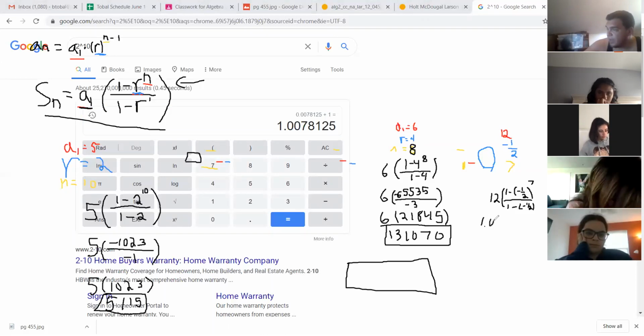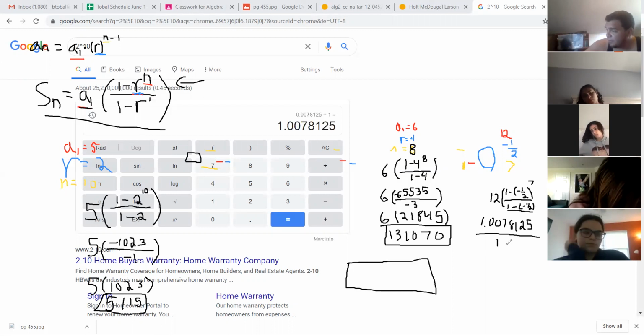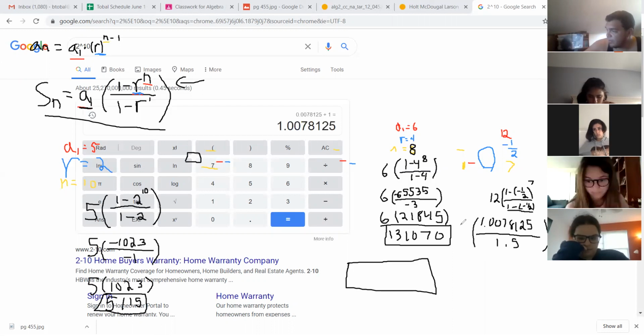And we could keep it as fractions, but that's a little difficult sometimes. So because we have calculators, we could just do it. All over 1 minus negative half is going to be 1 plus a half. So this is going to end up being 1.5. Close the parentheses, times 12.